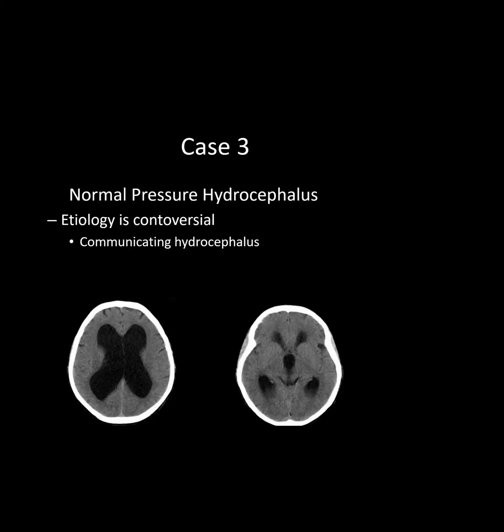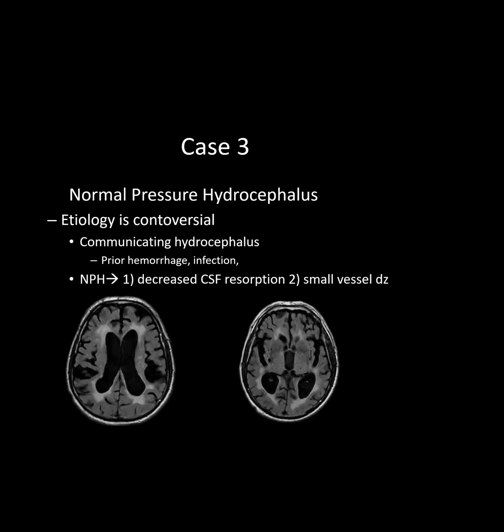So I'm just going to run through this quickly. It's a type of communicating hydrocephalus, which people have different thoughts about what it arises from. It can be from prior hemorrhage or infection. And if people have chronic hypertension and decreased compliance of their ventricles, that can also be thought to be a cause, related to small vessel disease.